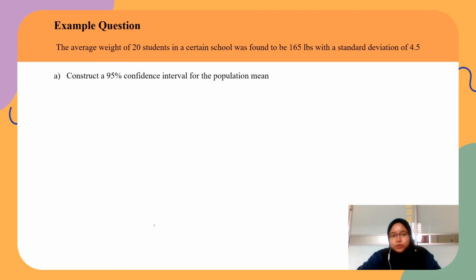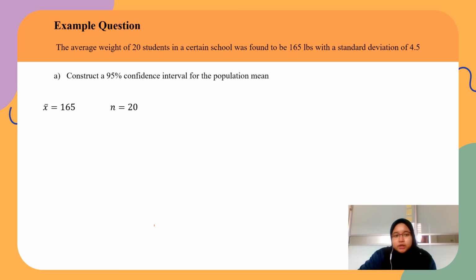Let's write down what we know. So, we know that the average weight or the sample mean is 165 pounds. The sample size n is 20. The average weight of 20 students was measured in this study. Now, we know that the standard deviation is 4.5. But here's the question. What type of standard deviation are we dealing with? Is this sample standard deviation or is this population standard deviation?